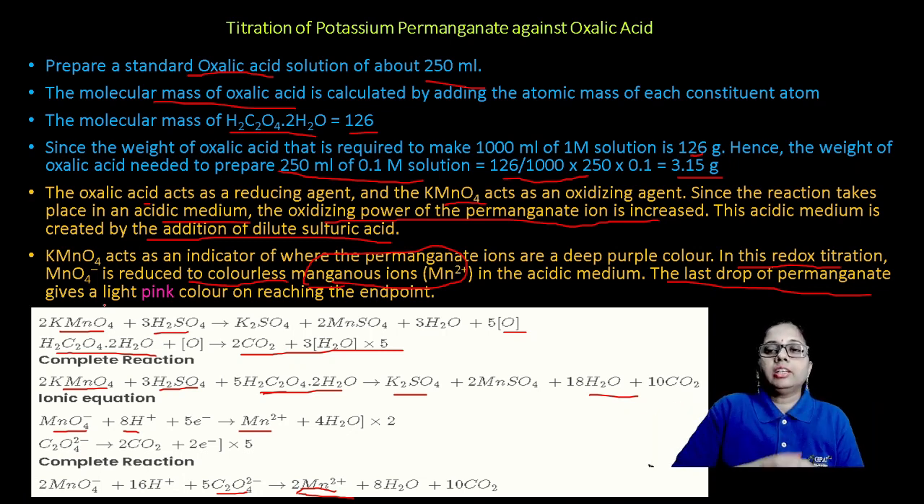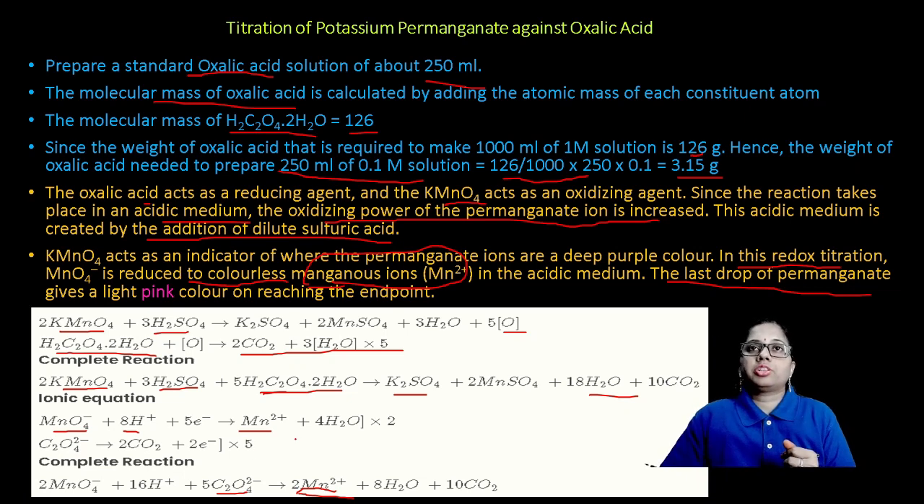Both oxidation as well as reduction occur. KMnO4 acts as an oxidizing agent here, and oxalic acid acts as a reducing agent here. So both oxidation as well as reduction take place. That's why it is called oxidation reduction.